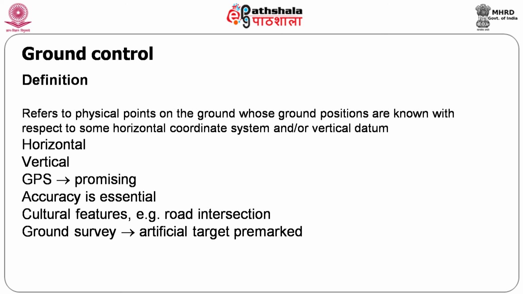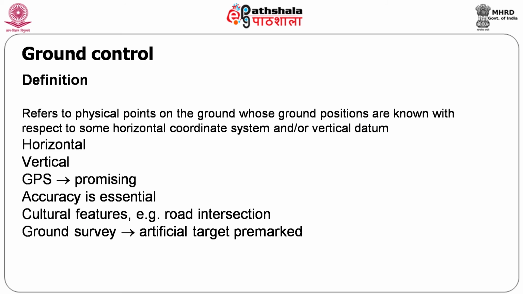So, what they try to do is that they have what are called physical points, and these physical points, as I told you, are very important, and they will have a reference to a coordinate system or a vertical datum. So, they will create or form a kind of control point before taking the photograph itself. So, before taking the photograph, we will have to have a control point. Both of them will be either horizontal or vertical control points. And the most important thing of late is your GPS, which has become a very promising one.